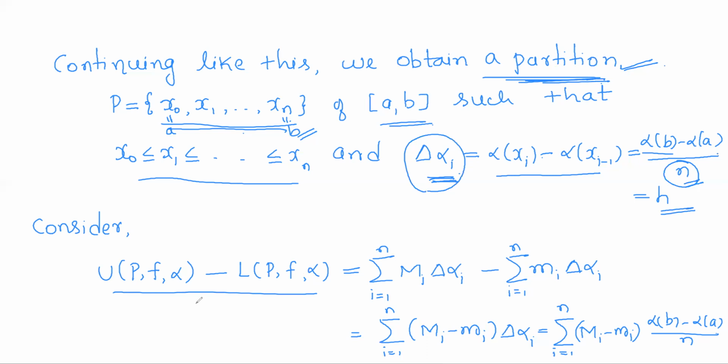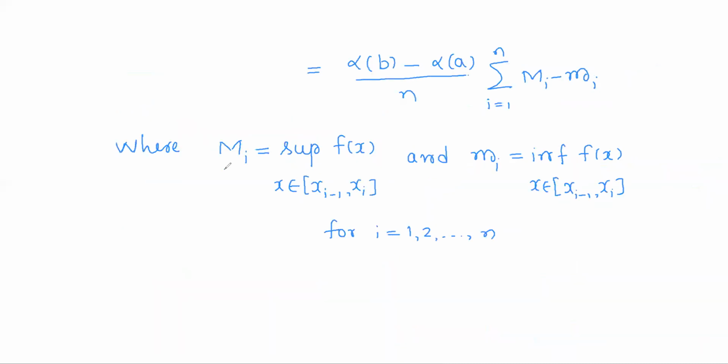So start with that difference, U of P, f, alpha minus L of P, f, alpha. So what is U of P, f, alpha? It is the upper Riemann-Stieltjes sum with respect to the partition P and alpha. It is defined to be the summation of capital Mi times delta alpha i, running from 1 to n, minus the summation of small mi times delta alpha i, running from 1 to n, where capital Mi is the supremum of all f of x as x varies over the ith interval [xi minus 1, xi], and small mi is the infimum of all f of x as x varies over the ith interval [xi minus 1, xi], right?